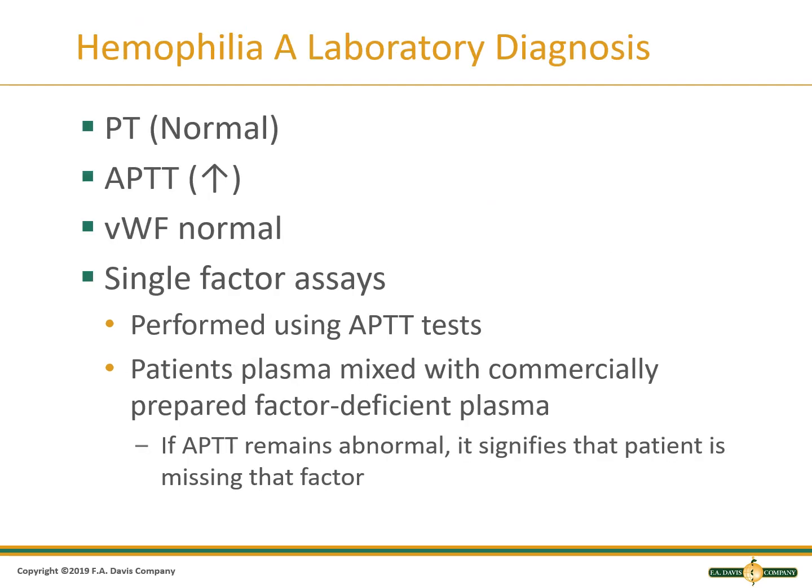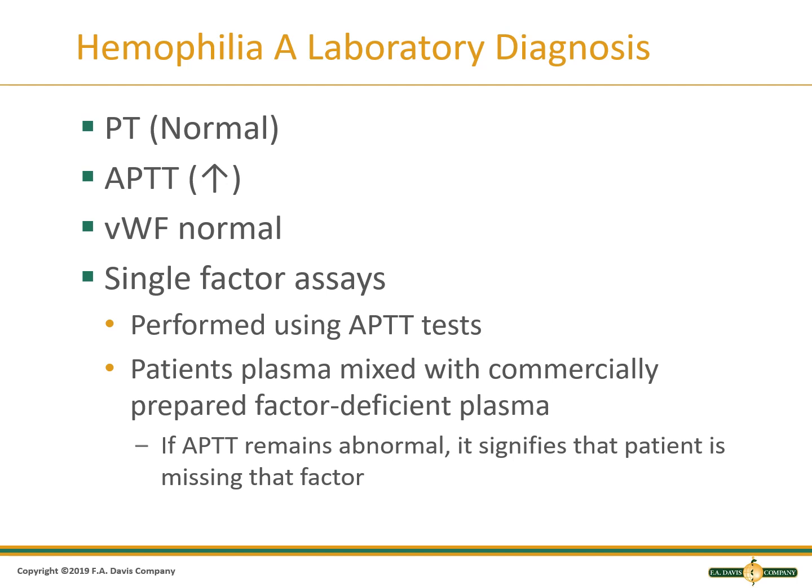When it comes to hemophilia A laboratory diagnosis, the tests that would be run and the expected results would be that the PT is normal, the APTT would be increased, and the patient would have a normal von Willebrand factor. You would also run single factor assays, and that's going to be performed using the APTT testing.